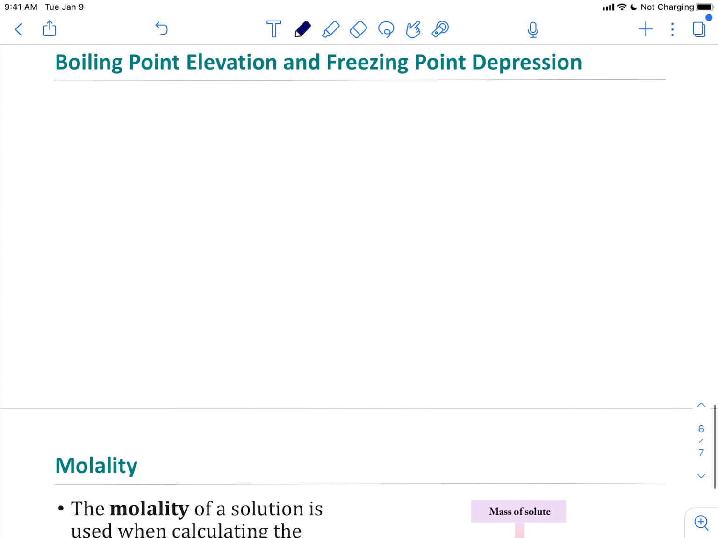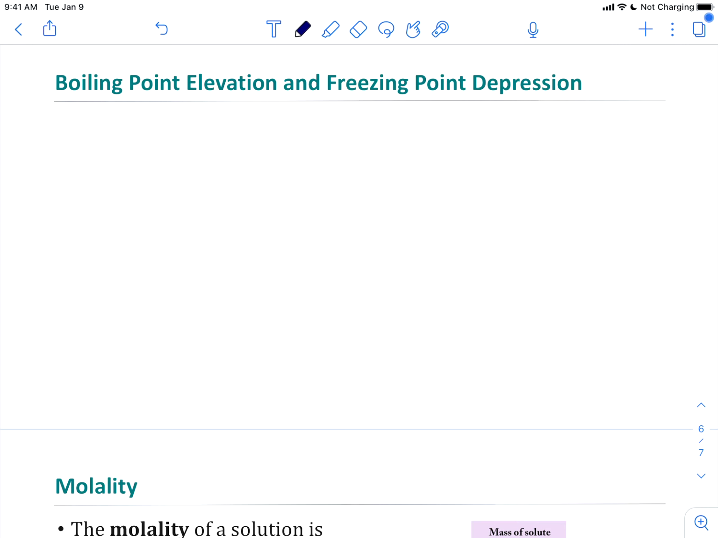Now, one thing we see is boiling point elevation and freezing point depression. That is, the boiling point of a substance increases and the freezing point decreases when we add these substances to a solution. So if I add something like salt to water, its boiling point is increased and its freezing point is depressed. Okay? And we'll talk about that in the classroom.